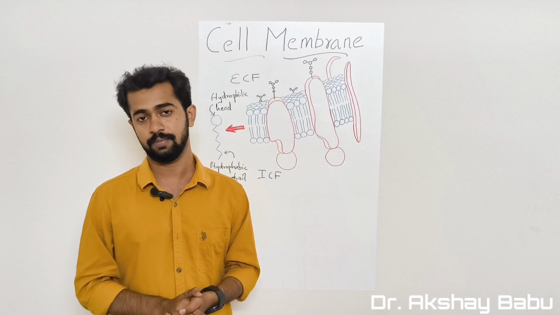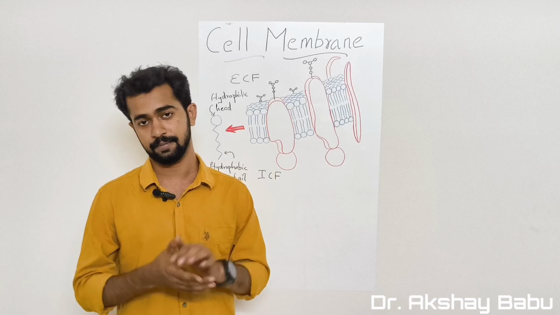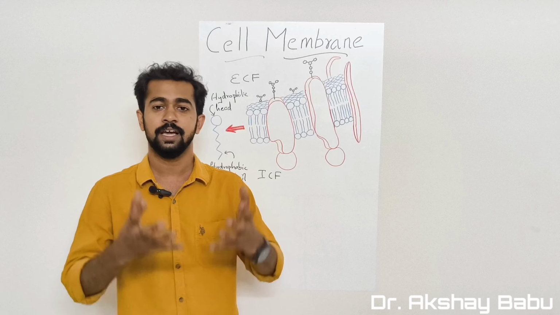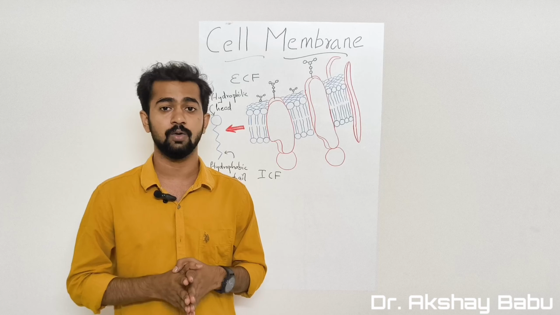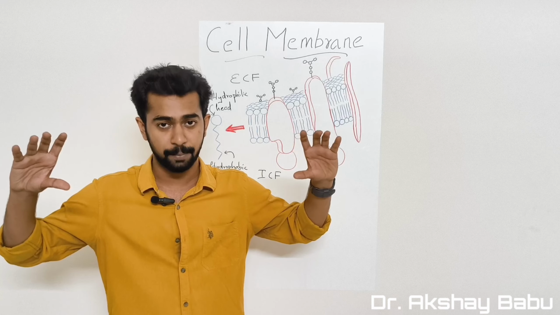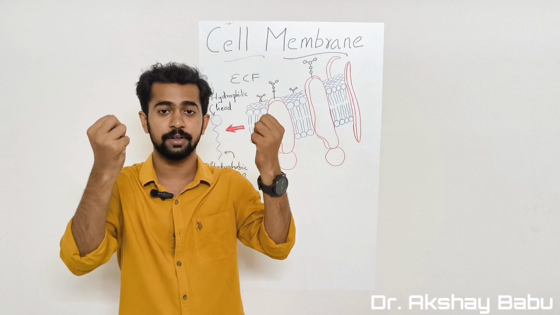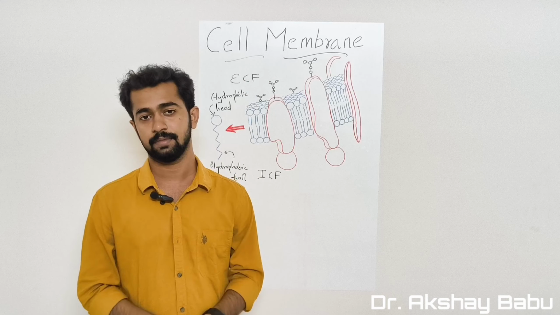Next, coming to cholesterol. Cholesterol accounts for 13% in the cell membrane, and this cholesterol is always found in its dissolved state. This cholesterol always maintains the fluidity in the cell membrane, and also it controls the selective permeability of water-soluble substances through the cell membrane.